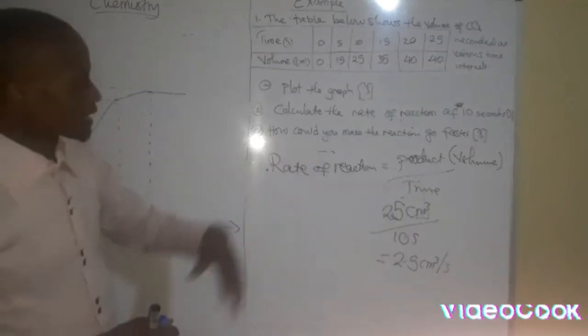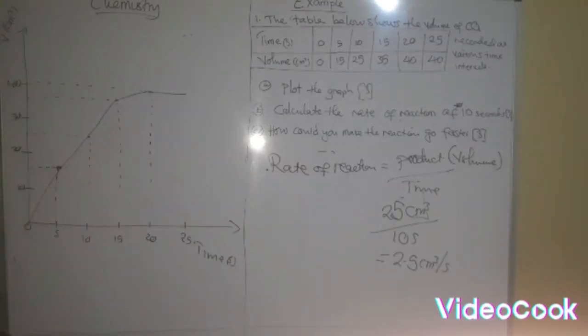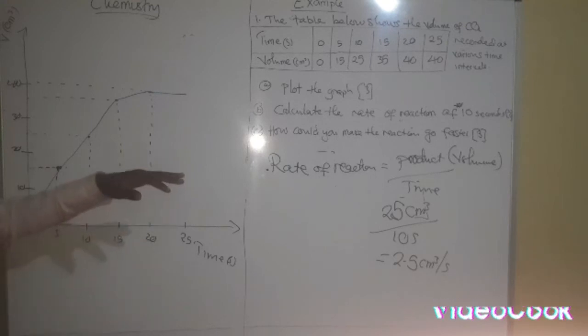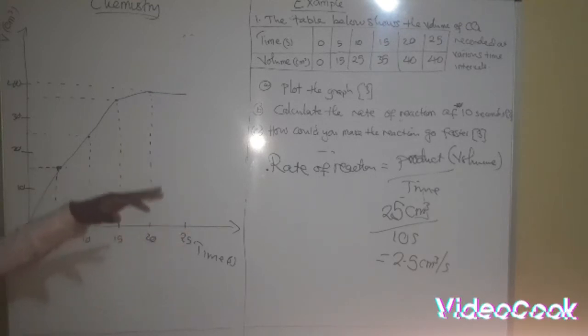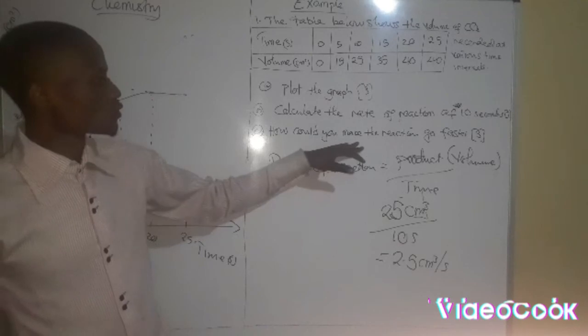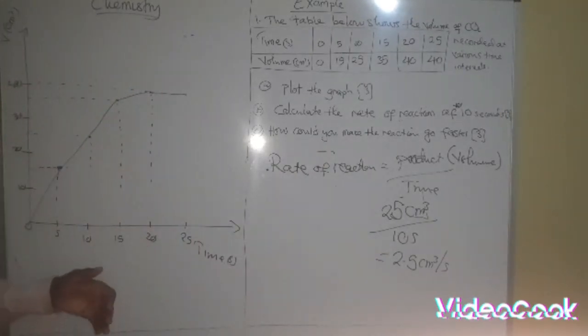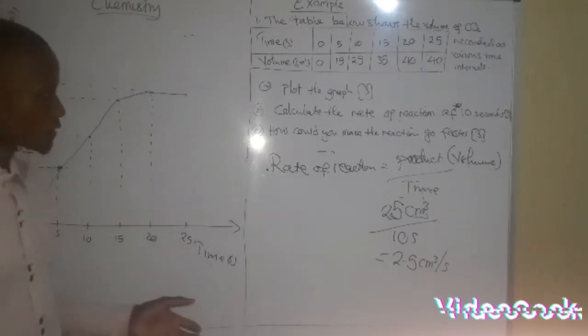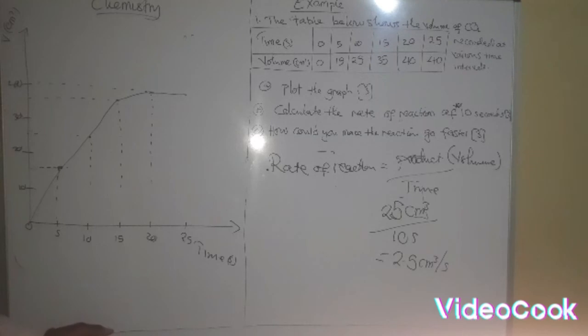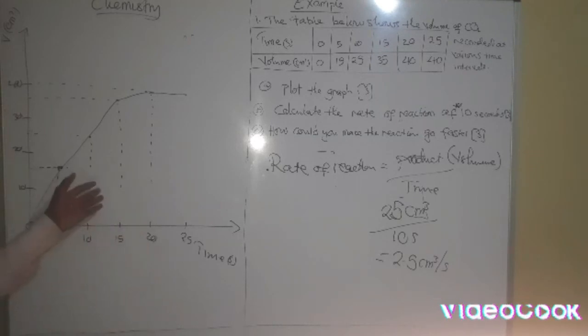How could you make the reaction go faster? Okay, this is a tricky question, but not that tricky, because here they are just asking you to explain the factors which affect the rate of reaction. If the reaction is slow, how can you make it go fast? You see that, eh? How can you make it faster? Remember the factors affecting the rate of reaction?